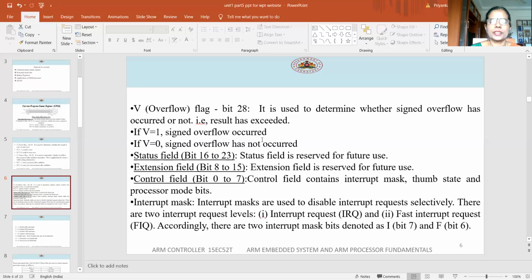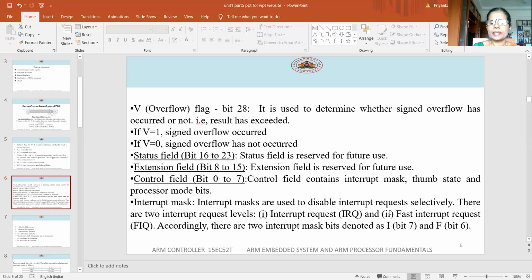For signed operations, if you are doing the operation on signed numbers, then the overflow flag comes into the picture. If V is equal to 1, signed overflow occurs, and if V is equal to 0, signed overflow has not occurred. And the remaining bits, 16 to 23, are the status field, reserved for future use. Bits 8 to 15 are referred to as the extension field, also reserved for future use. And bits 0 to 7 are called the control field. It contains the interrupt mask, thumb state and processor mode. Now we'll study what those bits in the control field are.